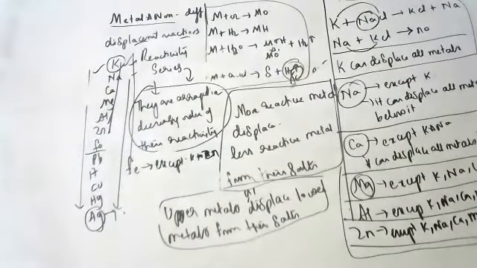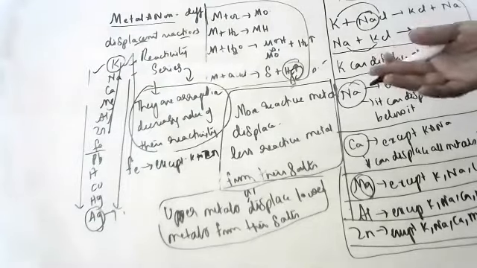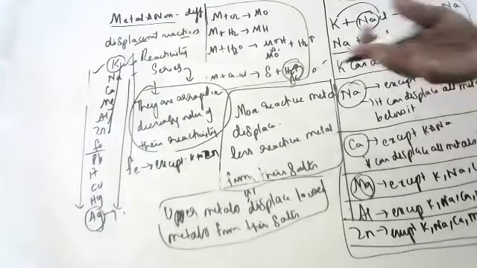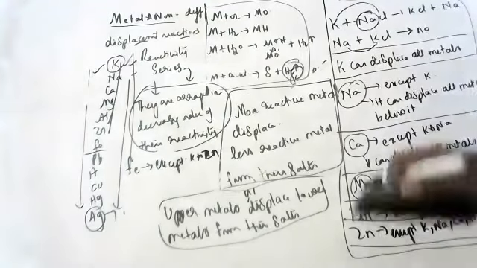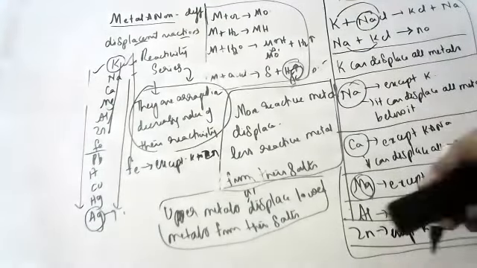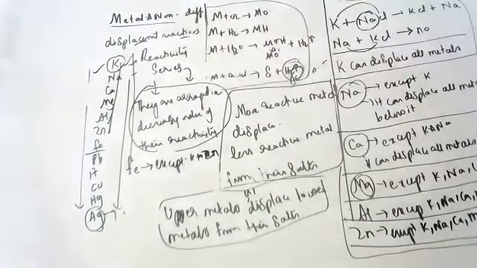So upper metals displace lower metals from their source. Okay, children, upper metals displace lower metals from their source, or more reactive metals displace less reactive metals from their source. Like this, you have to understand, children. I hope you all understood. One reaction we will do, children. We will do with any one metal. You select, children.